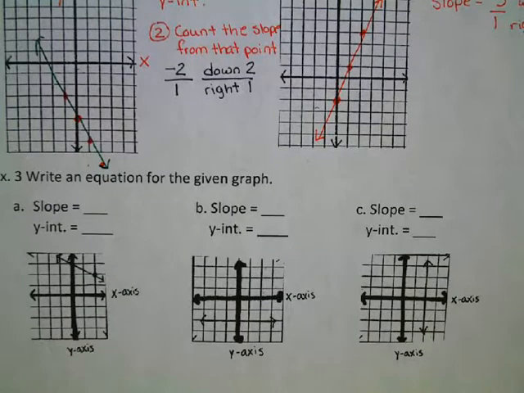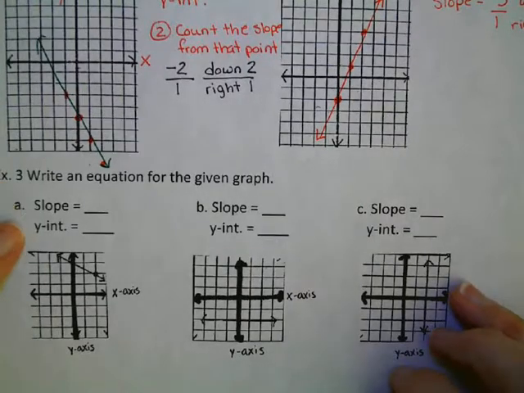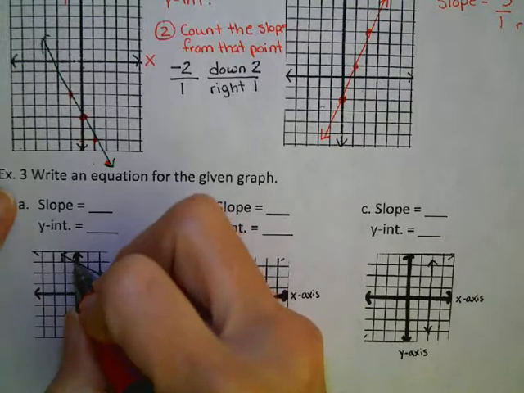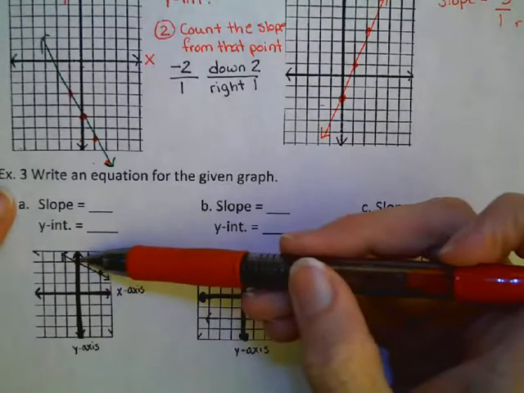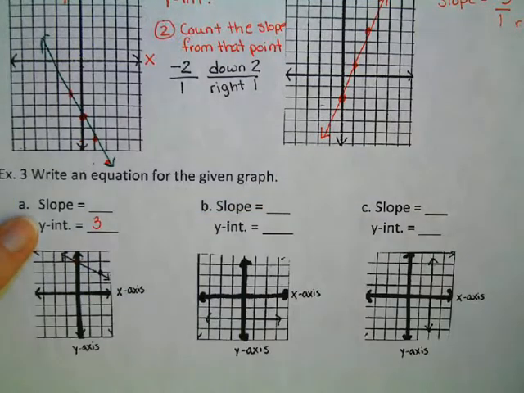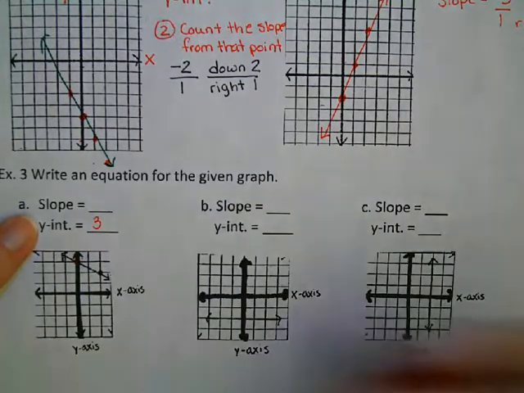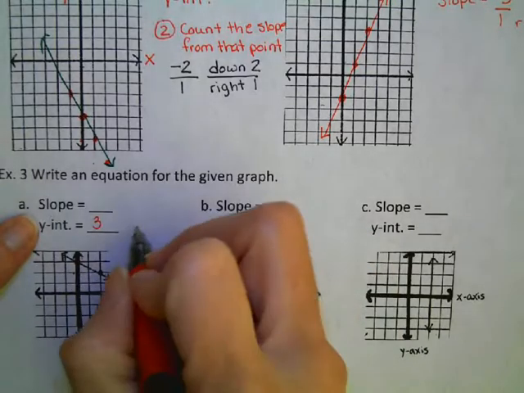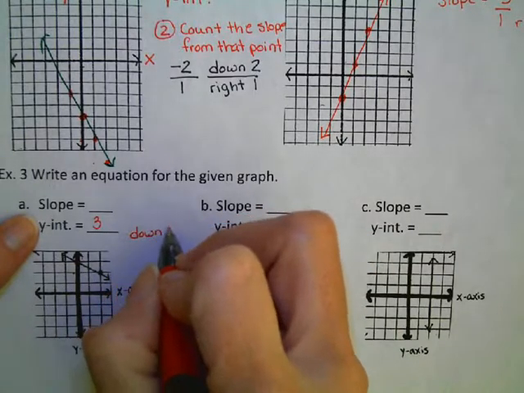Alright, this time, instead of giving you an equation, I'm going to give you a graph and I want you to write the equation. Okay, so the first one, we need to identify where the y-intercept is and what the slope would be. So for this one, the y-intercept is considered right here. It's a little dark here, but that would be 1, 2, 3. We'd have a y-intercept of 3. And then you count your slope. This one's going down 1, right 2.